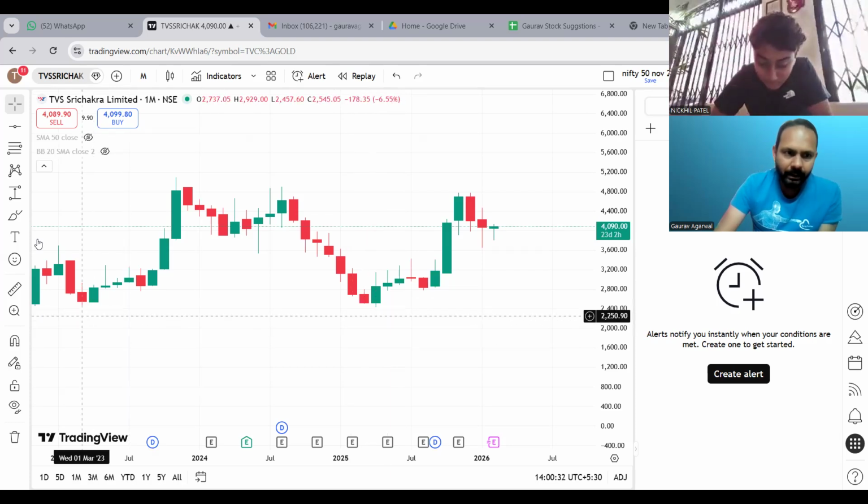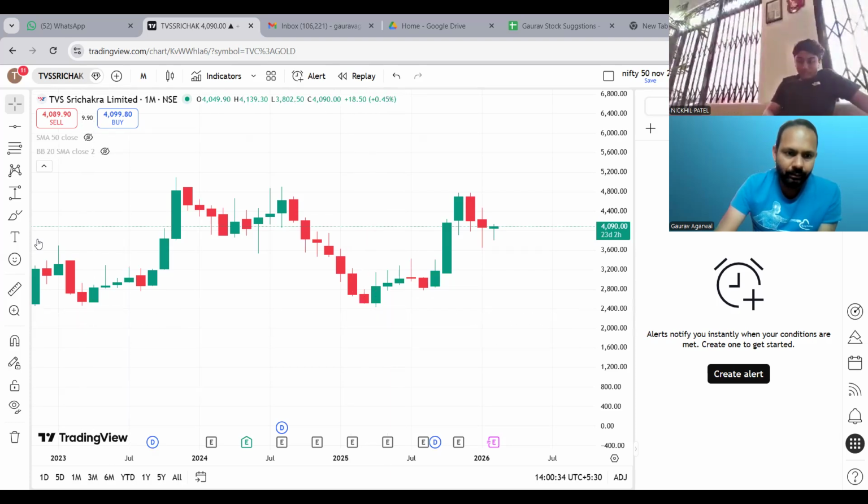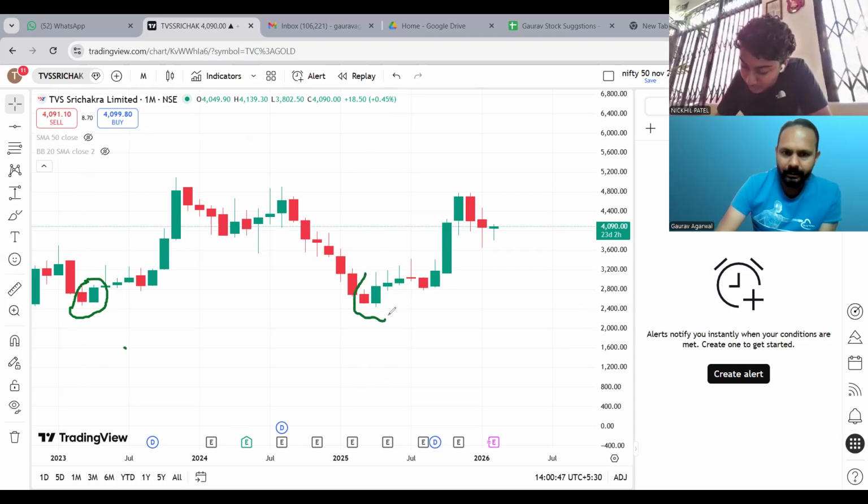See, the same thing happened here also, right? Previously, in the month of July, here also there was a tweezer bottom. You can see that. And here also. Yeah, tweezer bottom.